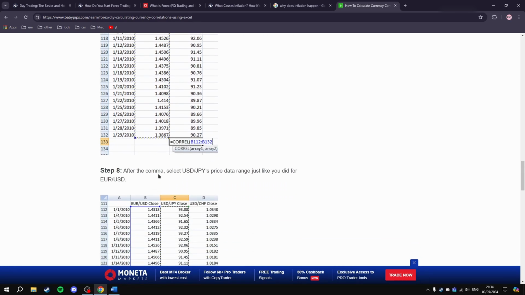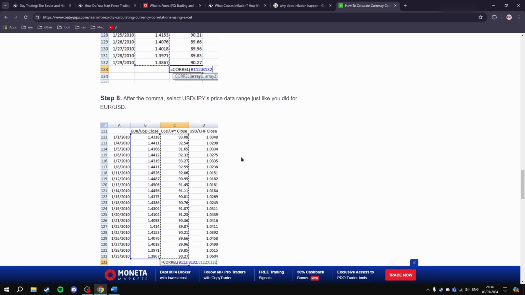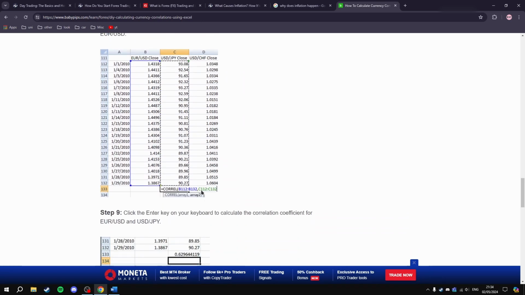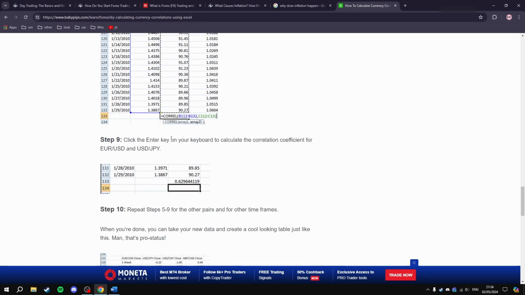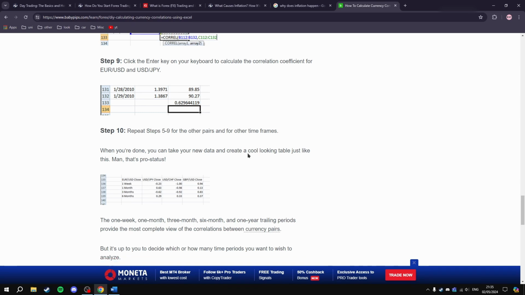After the comma, select USD JPY's price data range, just like we did for Euro USD. So C112, that's here, to C132, that's here. Press the enter key on your keyboard to calculate the correlation coefficient for Euro USD and USD JPY. So we've got a correlation coefficient of 0.63 basically. Repeat steps 5 to 9 for the other pairs and for other time frames.